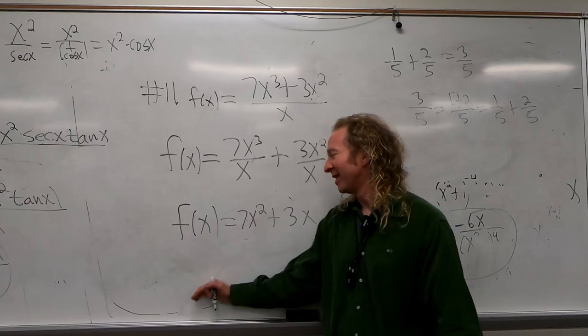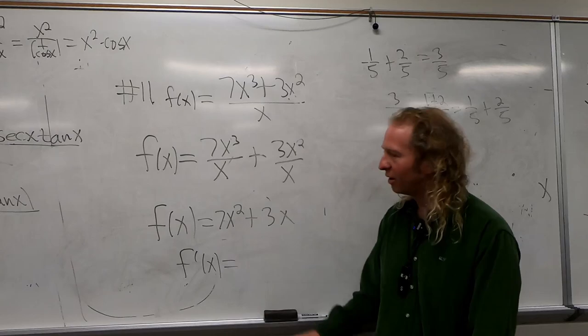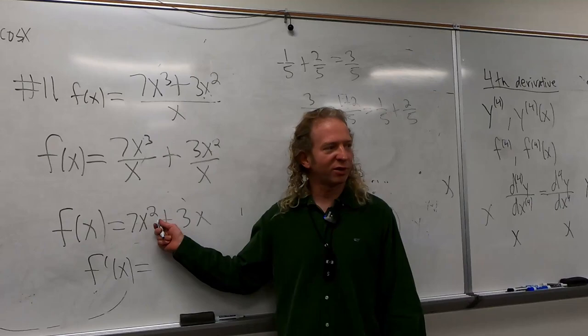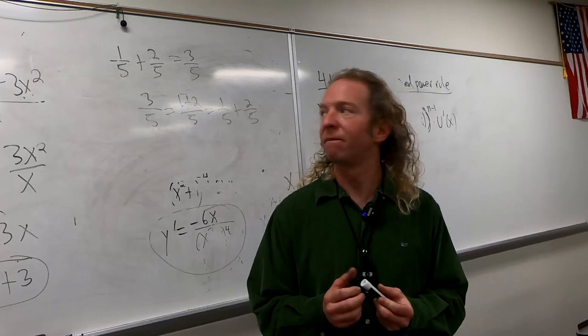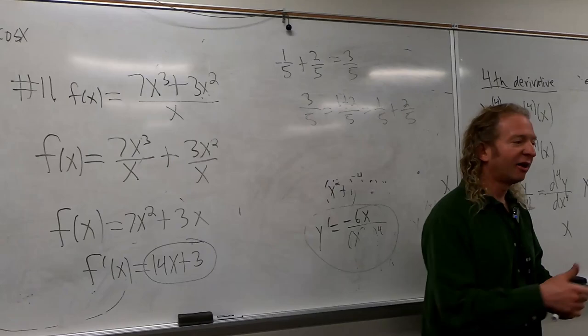So now we're ready to take the derivative. So let's see, f prime of x. So this should be an easy derivative, right? 14x plus 3. That's it. Yeah? Is this way better than just factoring out the x in the numerator? That would have worked in this case also. Very good, Luke. That would have worked also. I didn't think about that, but that would have worked.